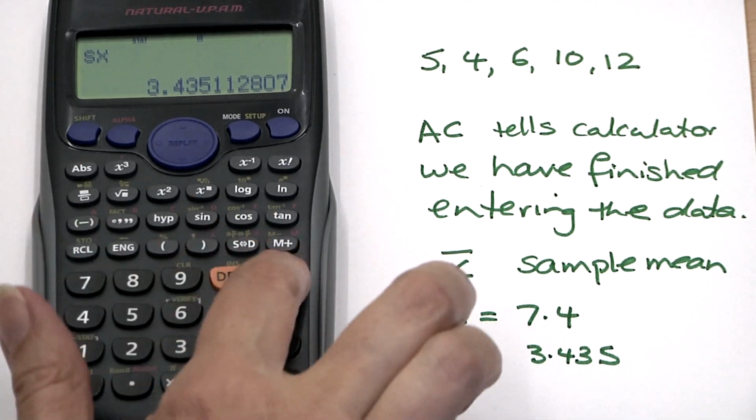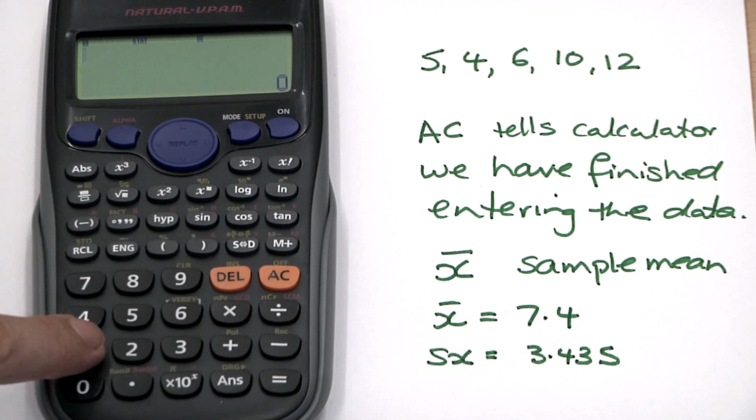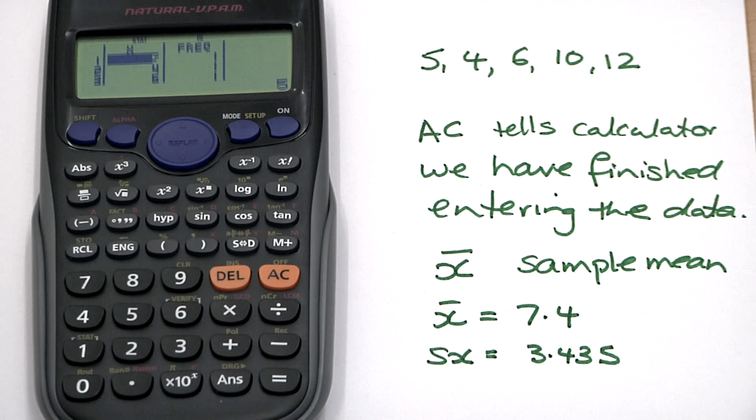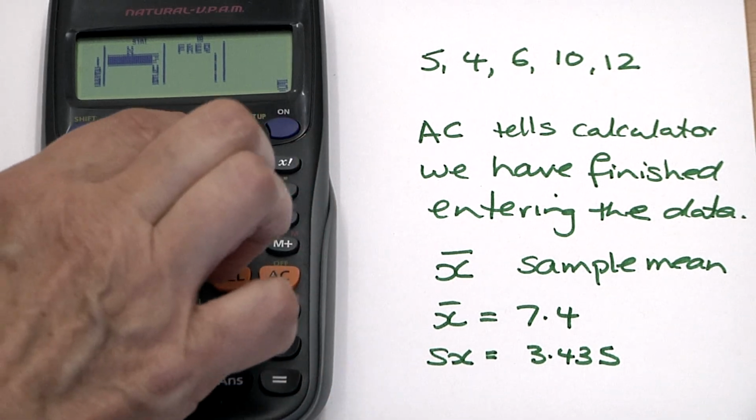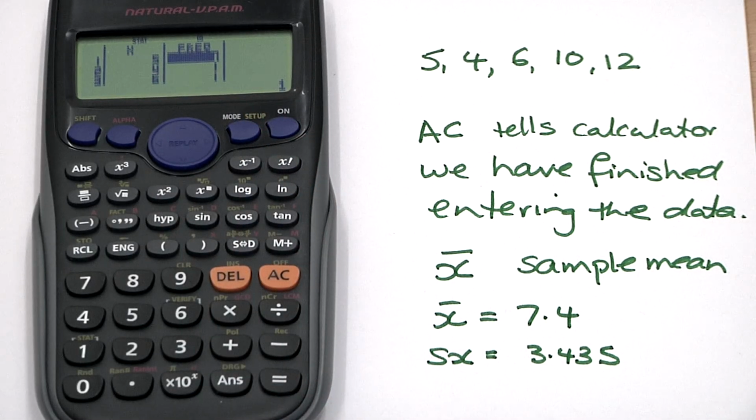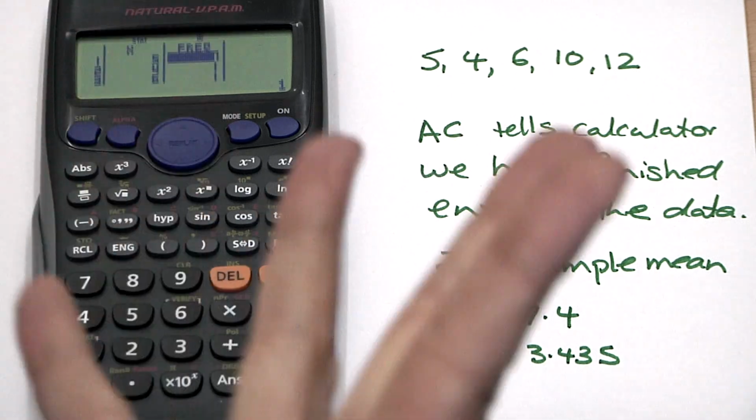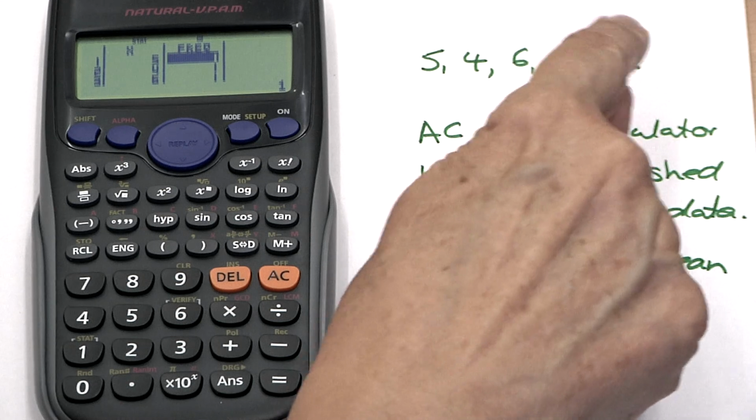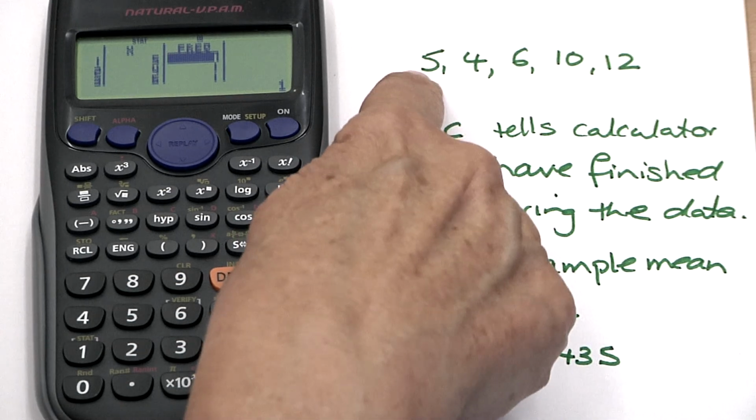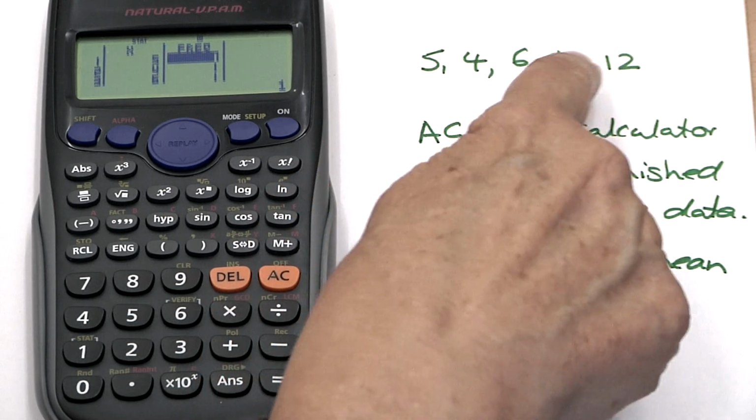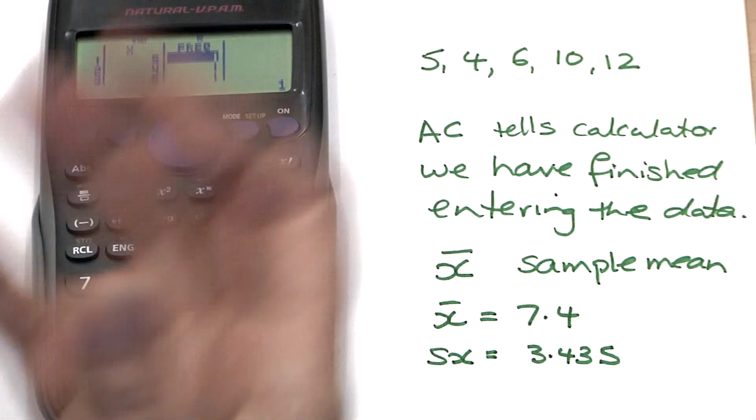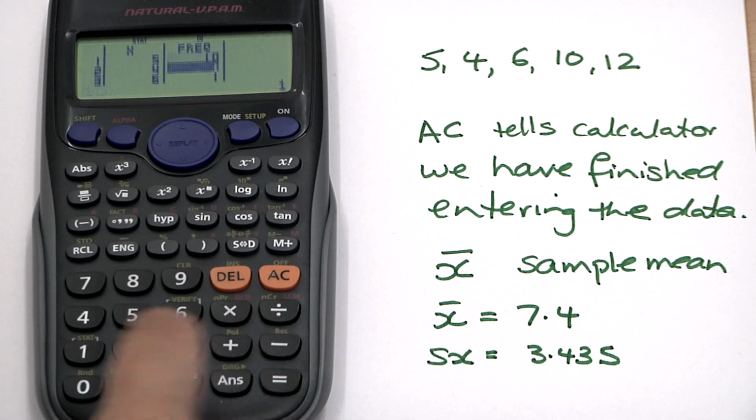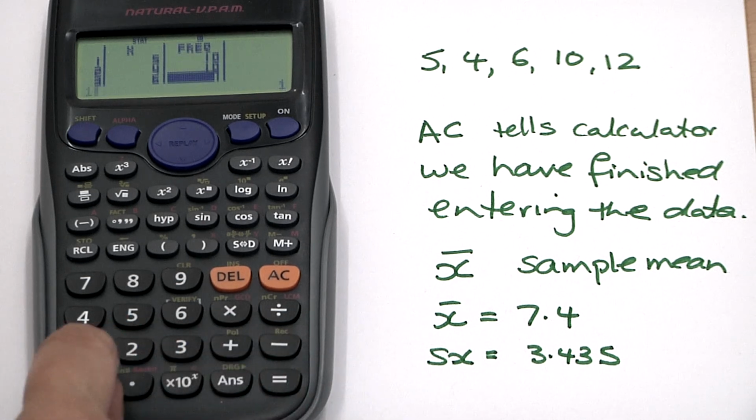Now if we go back, we can go shift, stat, and now we can go to data, and now we've got back to our data. We can tab across, and we can put in a different frequency. So instead of having 1 of 5, 1 of 4, 1 of 6, 1 of 10 and 1 of 12, we might have 10 5s, 10 4s, 10 6s, 10 10s and 10 12s, or we could have different numbers, it doesn't matter. We can put that in and change the frequency.